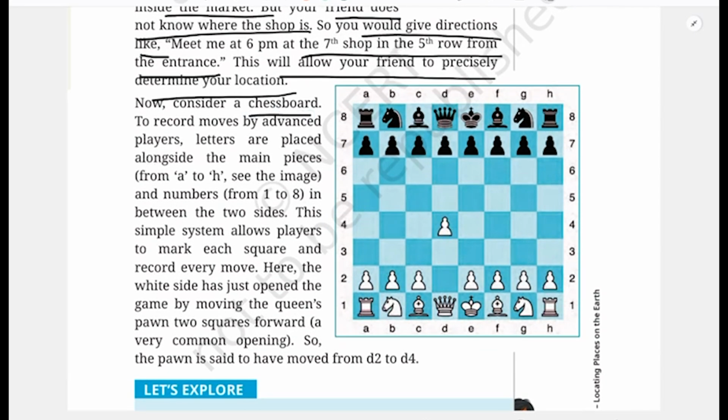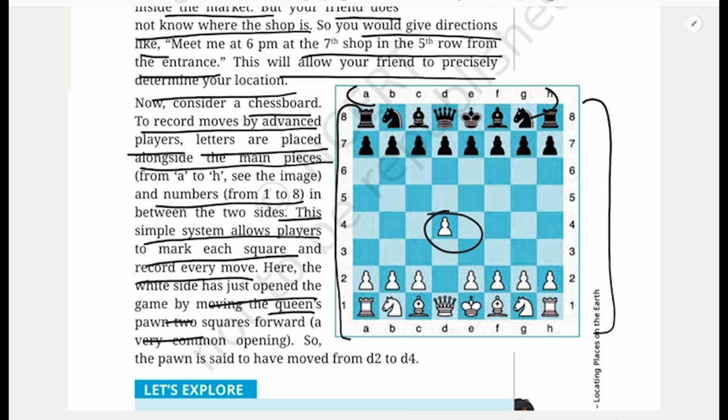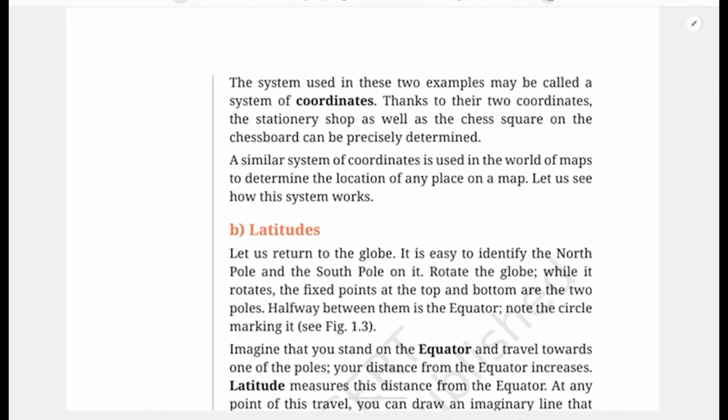Now consider a chessboard. To record moves by advanced players, letters from A to H are placed along the main pieces, and numbers from 1 to 8 in between the two sides. This simple system allows the players to mark each square and record every move. Here the white side has just opened the game by moving the queen pawn 2 squares forward, a common opening. So the pawn is said to have moved from D2 to D4. This makes our representation and recording easier. So here we can understand the use of coordinates.